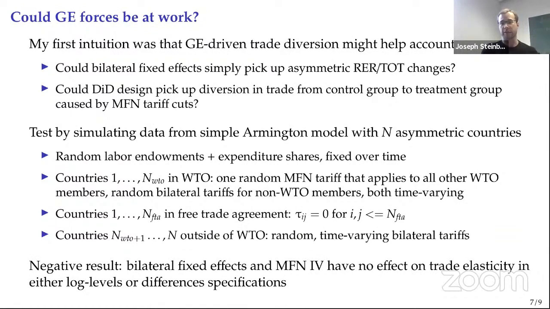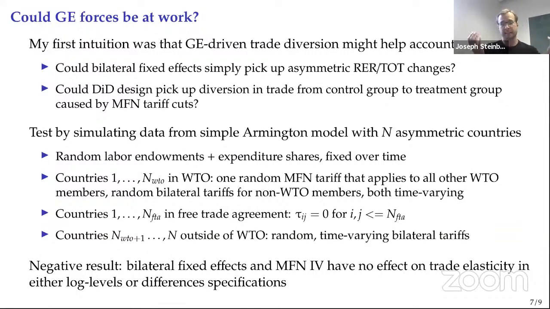I rigged up a very simple Armington model with a bunch of asymmetric countries with random labor endowments, random tariffs, some of which are in the WTO and apply MFN tariffs to all other WTO countries. Some are in a free trade agreement, and then there are some non-WTO countries as well, like in the author's analysis. And I simulated the kinds of things that the authors are looking at: tariff cuts by non-WTO members, MFN tariff cuts by WTO members.